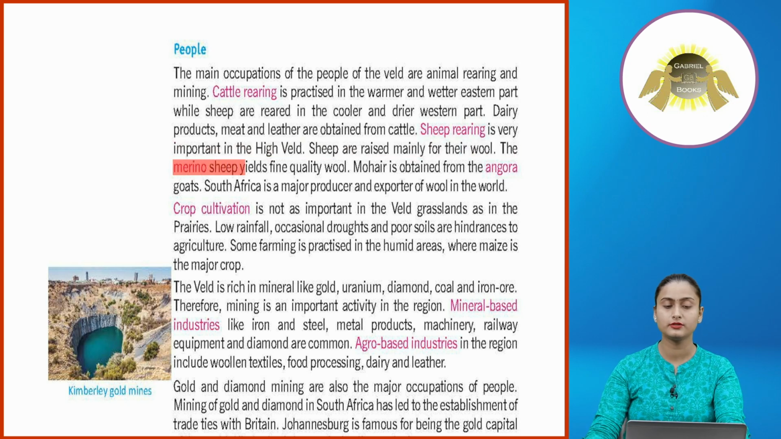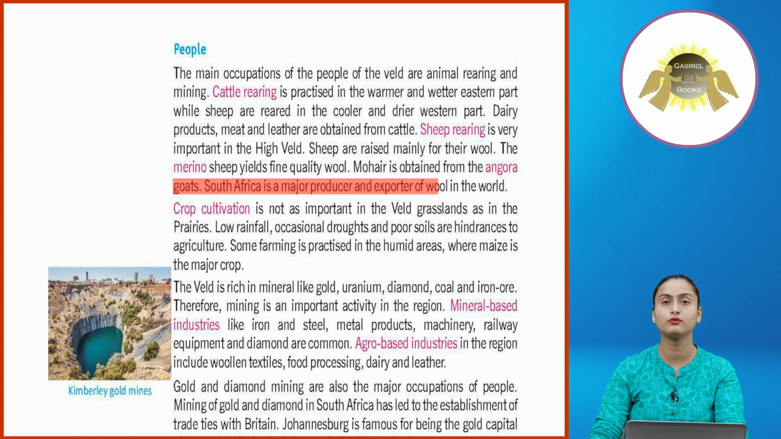The merino sheep yields fine quality wool. Mohair is obtained from the Angora goats. South Africa is a major producer and exporter of wool in the world.